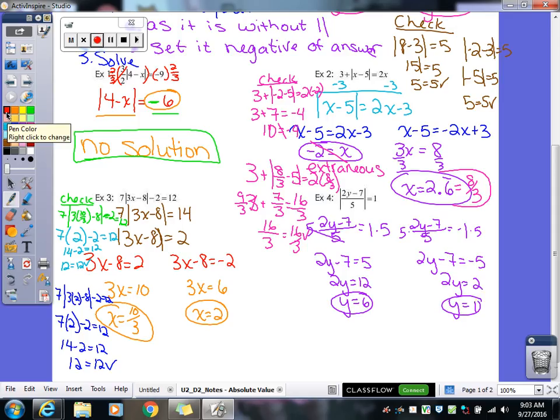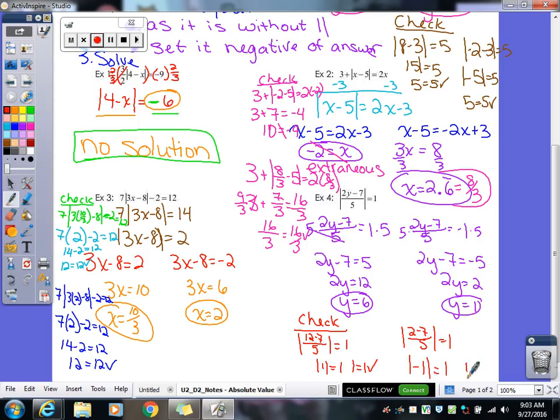So then we need to do our checks. If I plug in a 6, that gives me 12 minus 7 over 5. We're going to see if that equals a 1. So 12 minus 7 gives me 5. 5 over 5 gives me a 1. So yes, 1 equals 1. That checks out. So now we're going to try our 1 over here. We're going to plug in a 1. So that would give me 2 minus 7 over 5. See if that equals 1. So this gives me a negative 5. Negative 5 over 5 is a negative 1. And when you take the absolute value of it, yes, 1 equals 1.